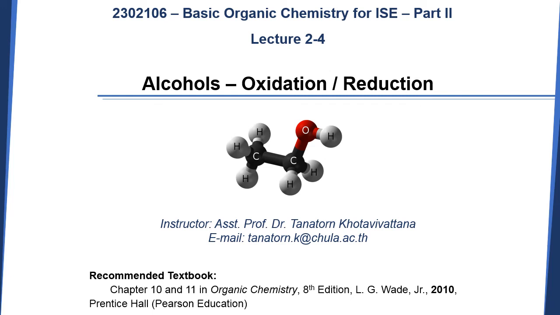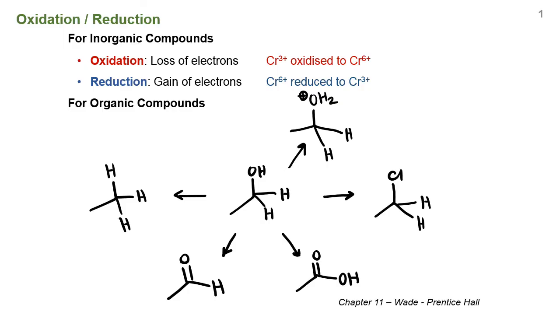The final type of reaction I would like to mention is oxidation reduction of alcohols. Before we begin, we need to understand what an oxidation or reduction reaction is first. For inorganic compounds, it is very obvious because you can easily look at the oxidation state of, for example, the metals. For example, if you convert chromium 3+ into chromium 6+, you lose 3 electrons. So it is loss of electrons of a species.